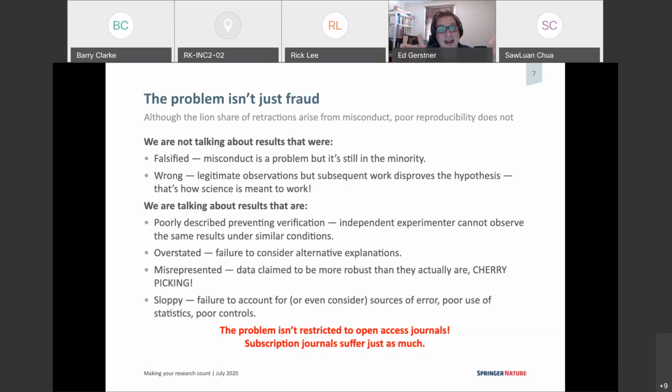And when we're talking about reproducibility, some of the greatest concerns are in journals that are subscription based. So this is not about an open access problem. This is a problem that all journals suffer.